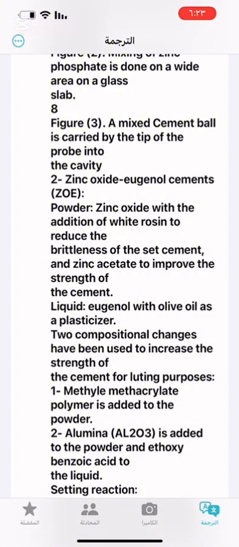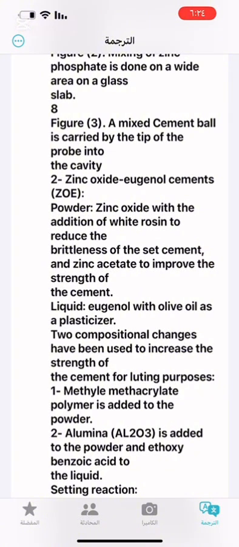Figure 1. Cement powder divided into small increments on a thick glass slab. Figure 2. Mixing of zinc phosphate is done on a white area on a glass slab. 8. Figure 3. A mixed cement ball is carried by the tip of the probe into the cavity.